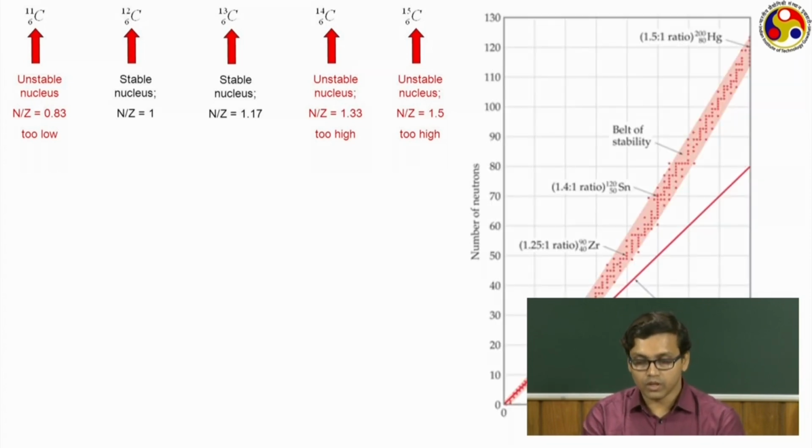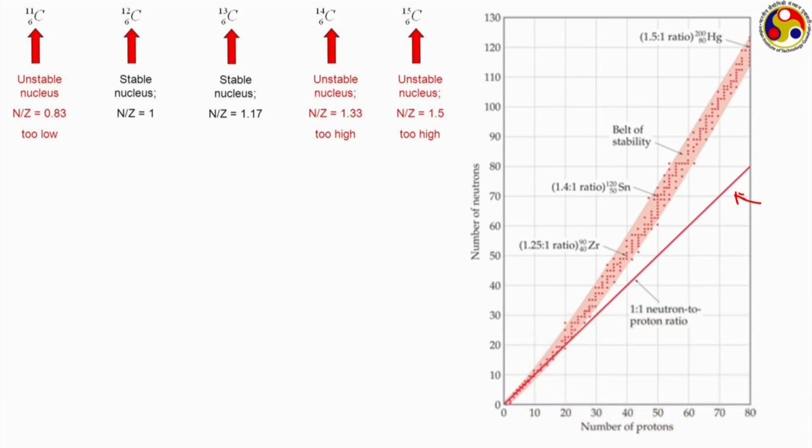This is one graphical representation, again a phenomenological observation, where this particular line is the N by Z equal to 1 line, that is, equal numbers of neutrons and protons present in the nucleus, and the orange band shown just on top of that is the stable band. So, the nuclei having an N by Z ratio lying within this band are generally quite stable from the nuclear reaction point of view, but anything lying outside that orange band is expected to be unstable.